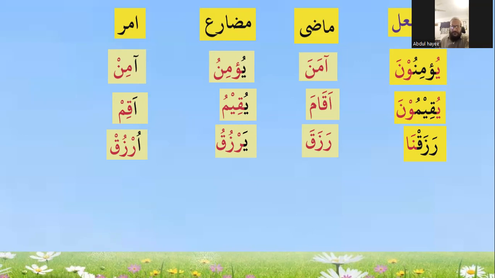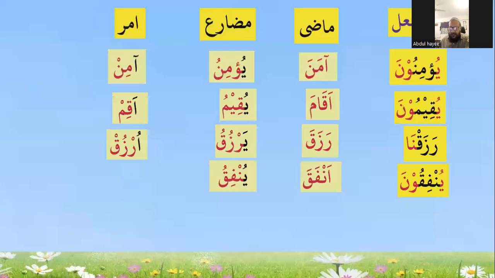Razaqa, yarzuqu. What is the mazi, mudare, amr from yunfiquna? Anfaqa, yunfiqu, anfiq. Look, it has four letters in the past. So its mudare will have a dhamma in the beginning, and it will have a kasra because it's not majhul. If it's majhul, then there should be fatah. Then its amr will always have a fatah on this hamza because it's four letters in the past.